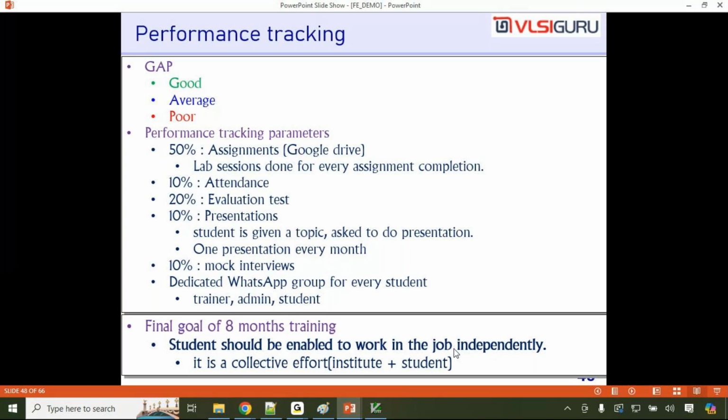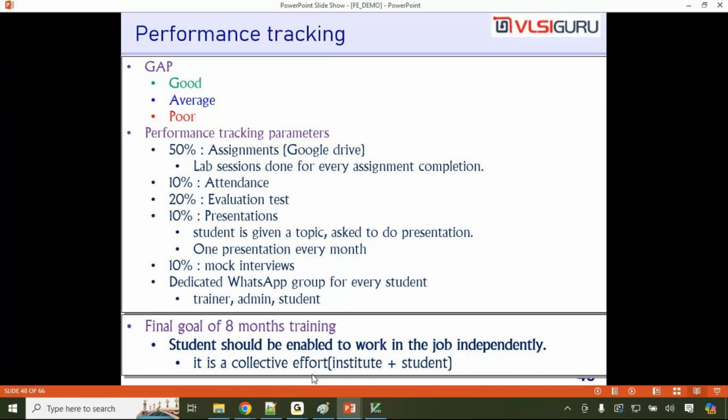That is why we don't only provide the technical part of the training, it's also soft skill training which gets included in this, okay. It's a collective effort where I alone cannot do that. My soft skill trainer cannot do it alone, my other trainers cannot do it alone. The student has to put in effort. 30% effort is from the institute. I would say a lot, 70 to 80%, is from the student only.